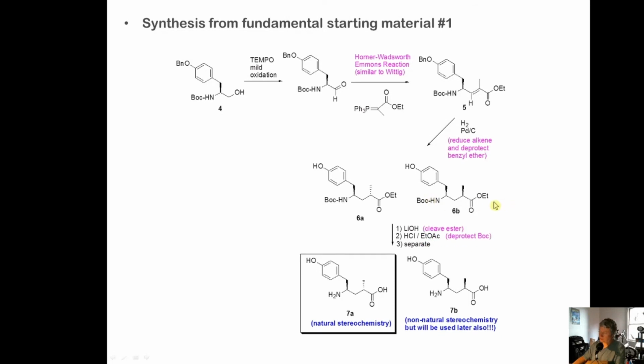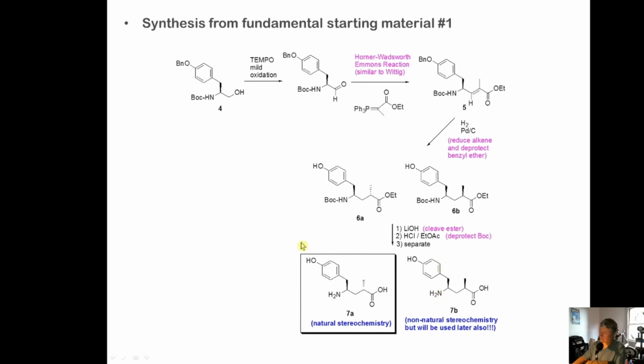Okay, and then what do they do? Lithium hydroxide, which cleaves the esters. It's a base-mediated ester hydrolysis. So it just makes carboxylic acids. What they did is they had a mixture at this point, and then they did these steps, and then they're able to separate out the two forms afterwards. Then they did HCl in ethyl acetate, which removed the Boc group. So Boc is an acid-sensitive protecting group, and that removed the Boc group, and now they're left with the amines. Okay, and then they were able to separate.